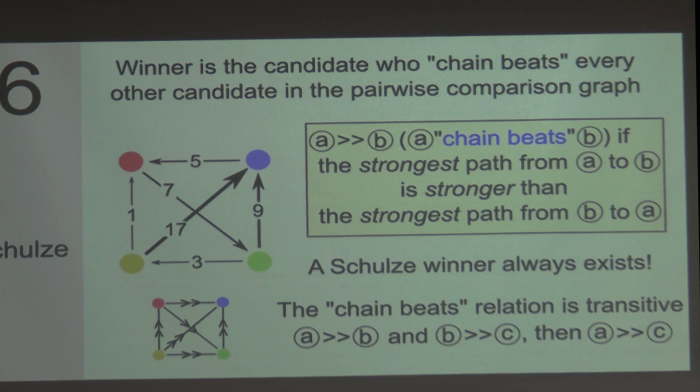Okay, if the chain beats is transitive, then we are also saying that since it's transitive, we have a DAG. So since we have a DAG, can we say that there will always be a Schulze winner? Yes, that's exactly what we're claiming. So to prove that it always exists, you have to show transitivity, which is an exercise. Okay. All right.